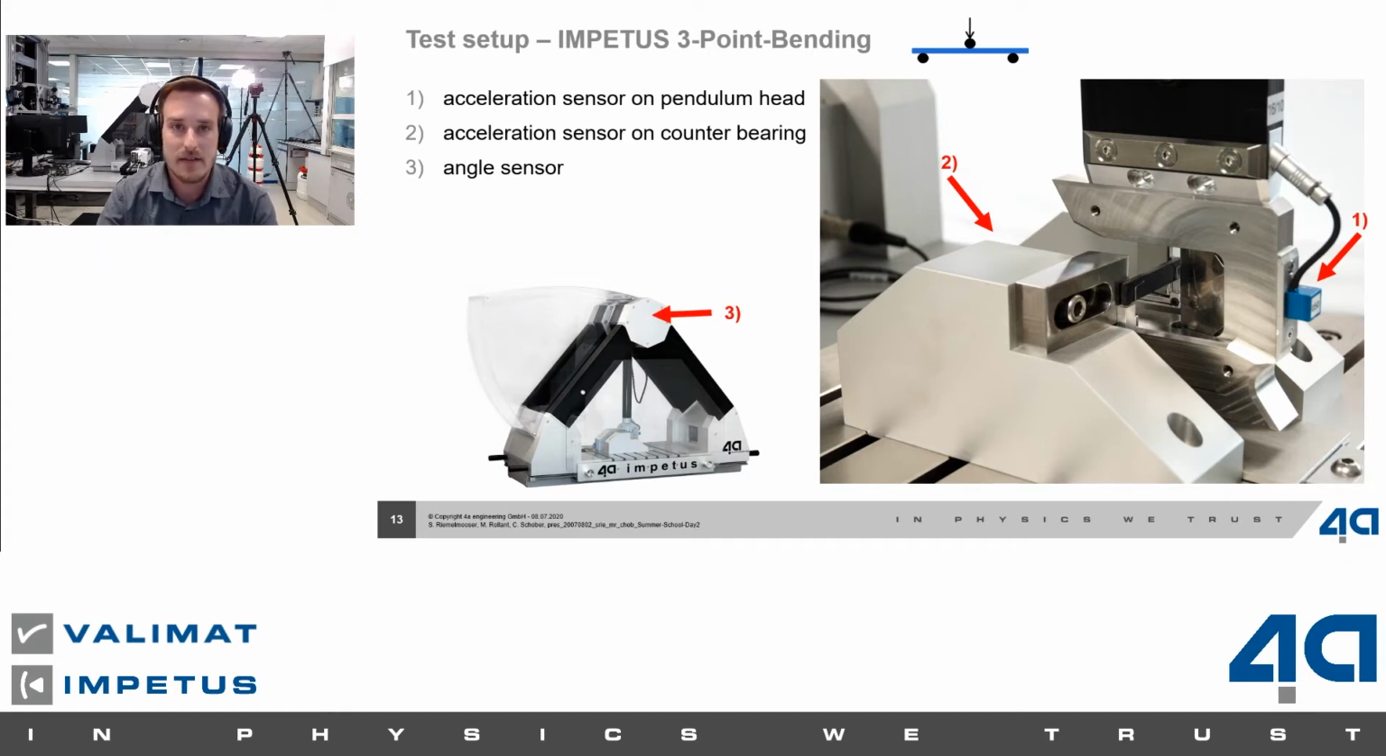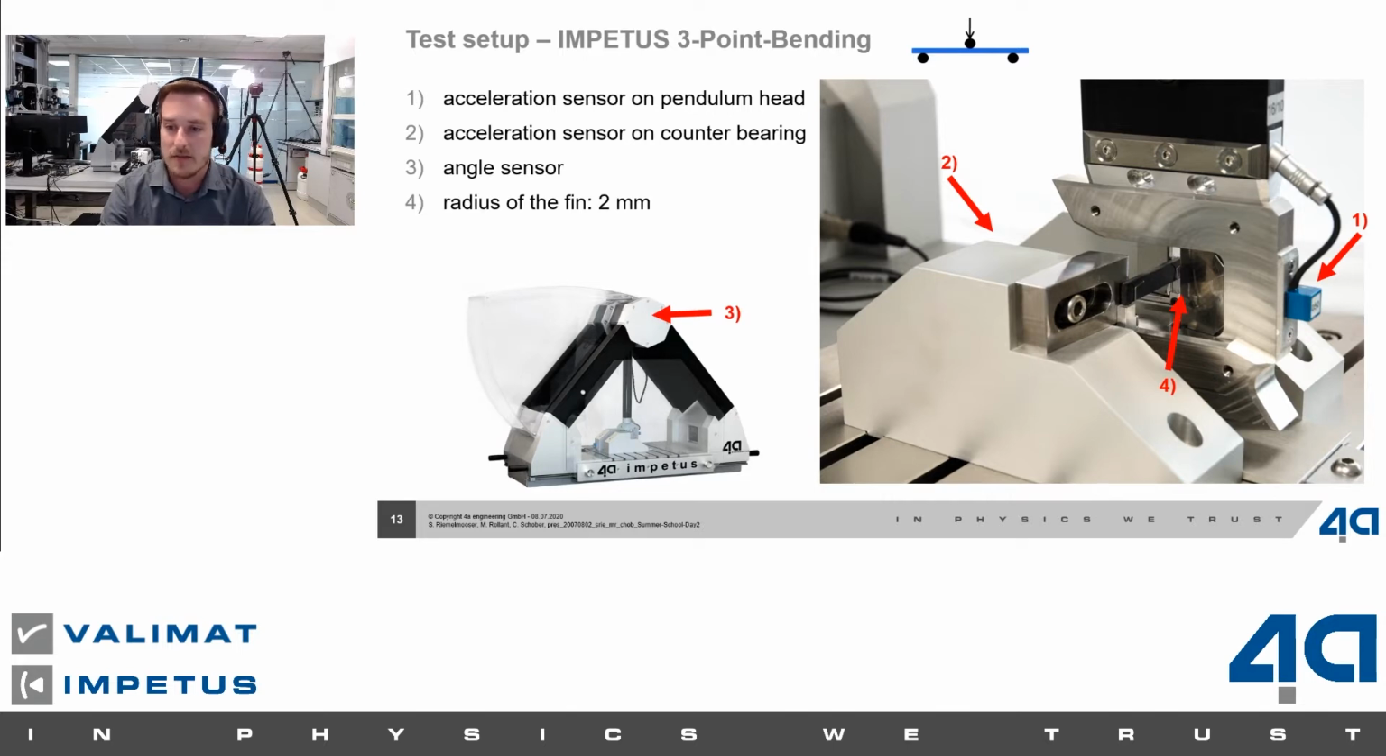The third sensor that we are using is the angle sensor in the upper area of the machine. Here we are using an angle sensor with a very accurate measurement technique, so we can measure the displacement of the pendulum arm to about 0.01 millimeter.